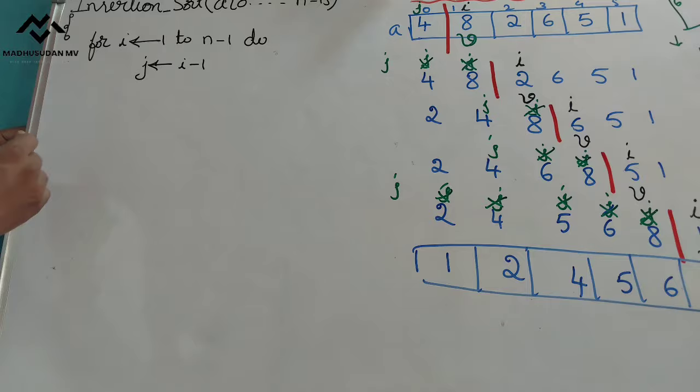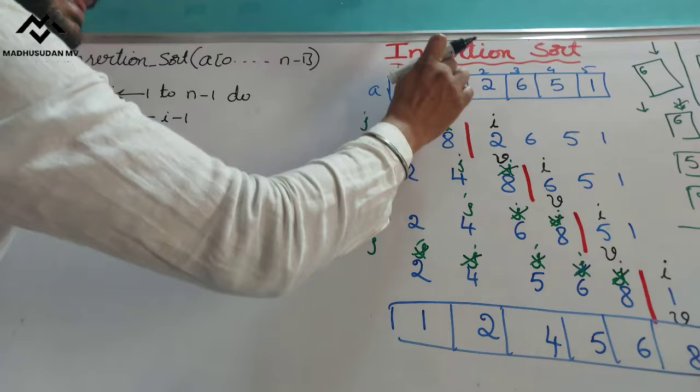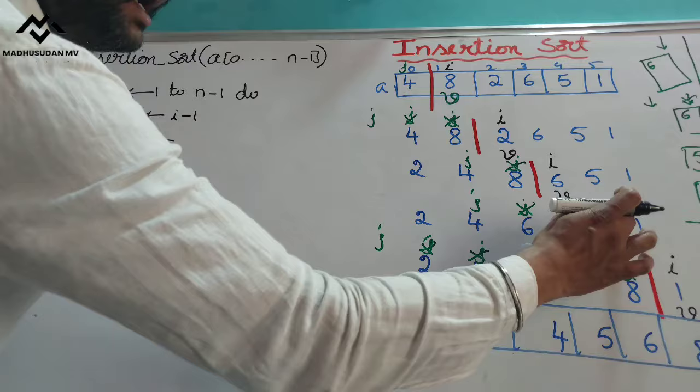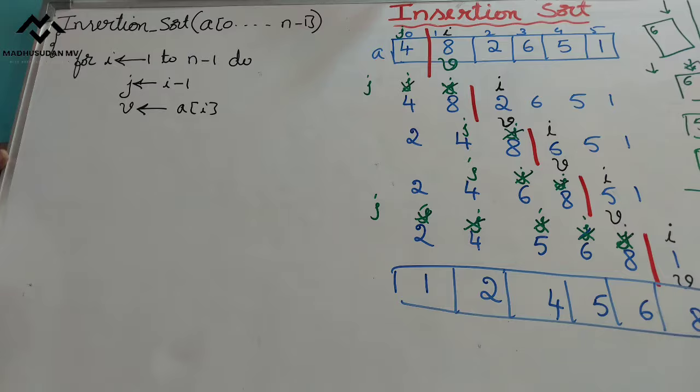That means the ith element I'm storing in a variable called V. What am I storing in V? The ith element, that is A of i. I'm storing A of i in V. So in V I'm storing the ith element, that is A of i.